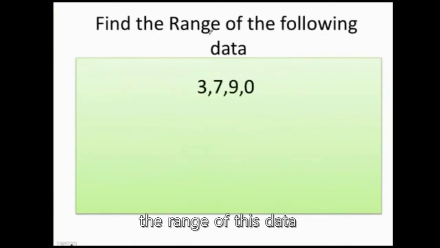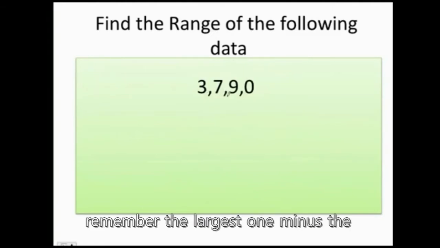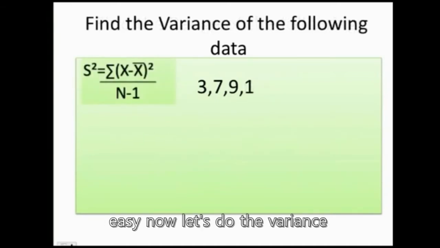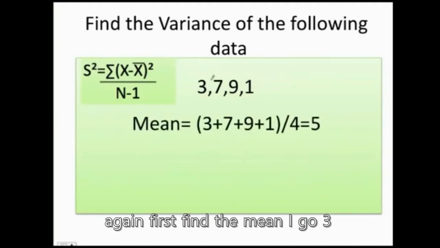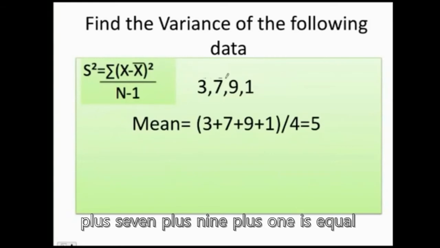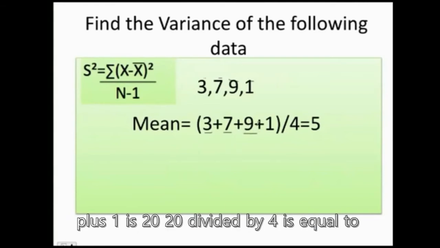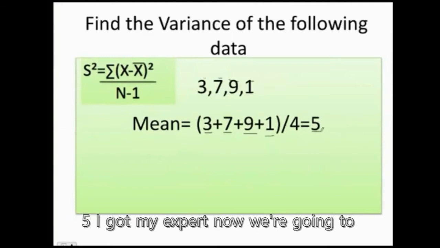Let's do another one. Again, find the range of this data. Remember, the largest one minus the smallest one. 9 minus 0 equals 9. So easy. Now let's do the variance. Again, first step, find the mean. I go 3 plus 7 plus 9 plus 1 equals what? 3 plus 7 is 10. 10 plus 9 is 19. 19 plus 1 is 20. 20 divided by 4 equals 5. I got my x bar.